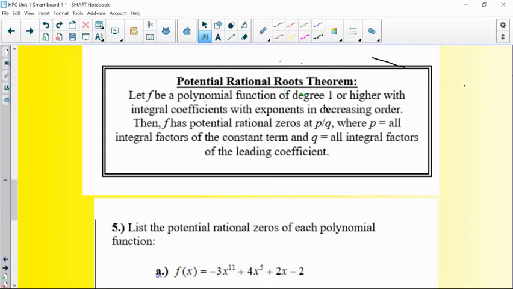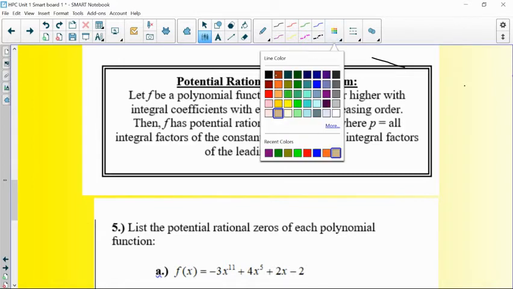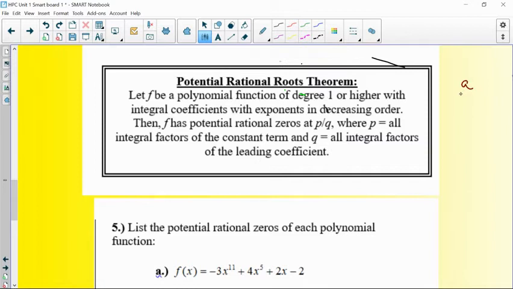So that's great. But where do these zeros come from? If it's just guessing and checking, is there a logical, systematic way to find them without a graphing calculator? That's where the potential rational roots come in. If it's going to have a rational root, and remember, a rational root would be any number that could be written as a ratio, like a over b.